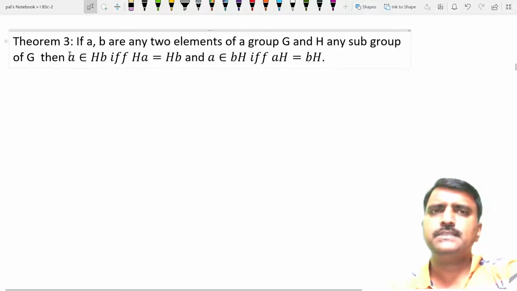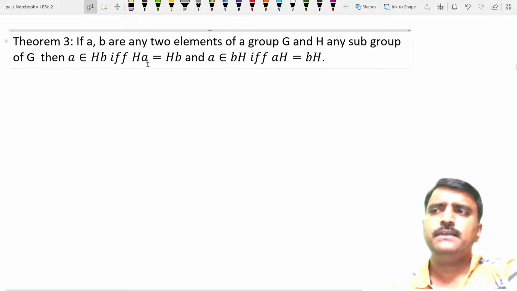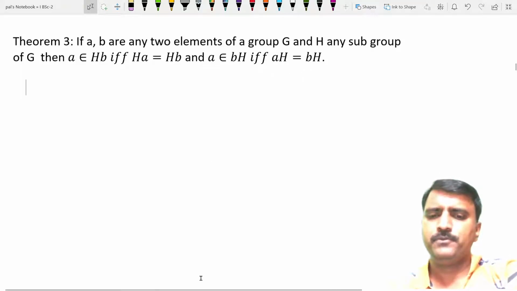Suppose the element A belongs to HB, that is, A is an element of HB. This is possible if and only if HA is equal to HB. A belongs to HB if and only if HA is equal to HB. Similarly, A is an element of BH, the left coset, if and only if AH is equal to BH. We can prove this property with simple steps.